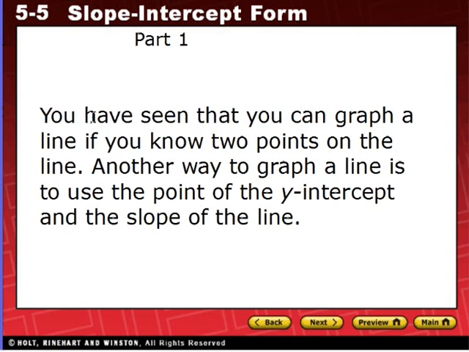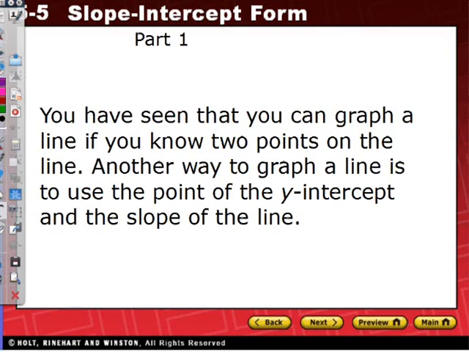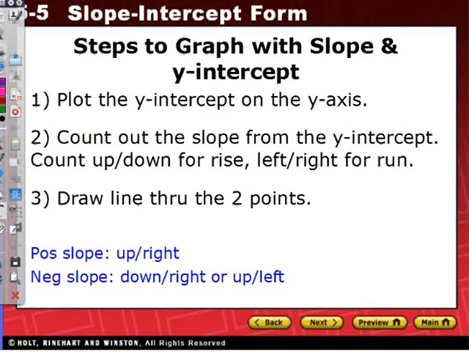Let's get started. You guys know that you can graph a line if you know 2 points on the line, and we've done that with x-intercepts and y-intercepts, or you could just do any 2 points that are on the line. Another way to graph a line is to use the point of the y-intercept and the slope of the line. So you are going to be taking some notes, probably a combination of page 70 and graph paper is the best way to go. If you prefer to just use graph paper, that's fine too. Just using page 70, not fine.